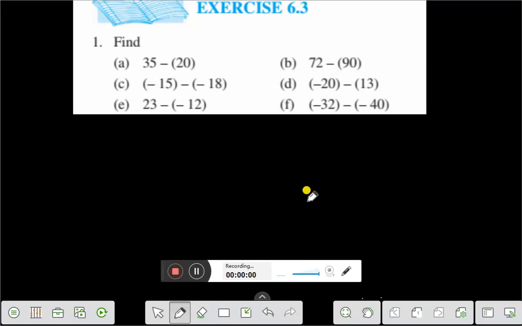Hello everyone. Today we shall discuss exercise 6.3 question number 1. Find 35 minus 20. Let us solve question number A.